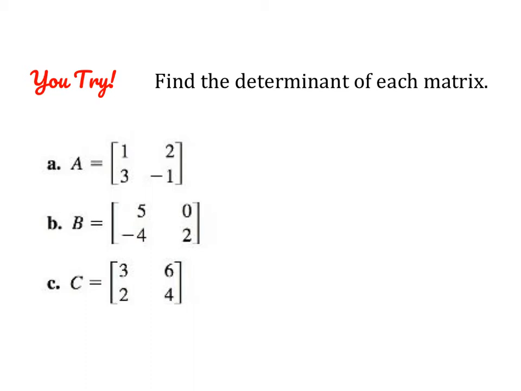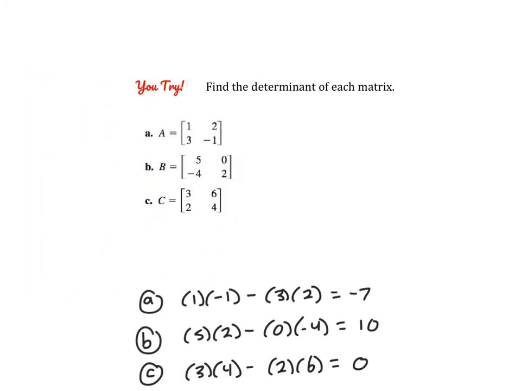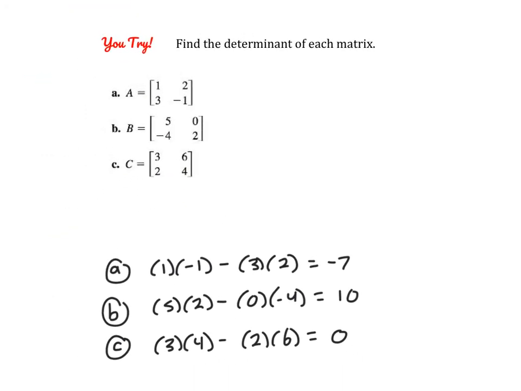Okay, go ahead and pause the video and give these three a try. All right, let's check. For matrix A, it should be negative 7. For matrix B, it should be positive 10. And the determinant of matrix C is 0.